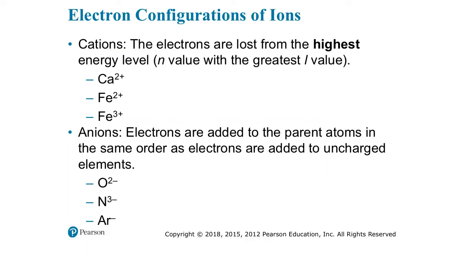So electron configurations, just to remind ourselves: we lose electrons from the largest orbital. I don't know if it's highest energy, but the electron removes itself from the largest orbital, is the general idea of how we're losing electrons when we make cations.